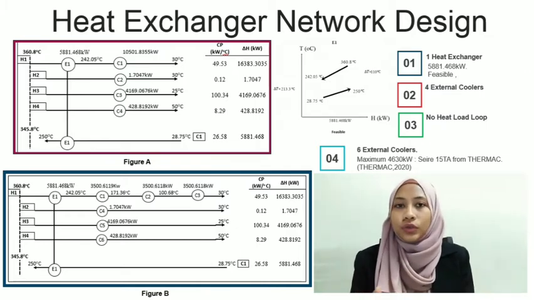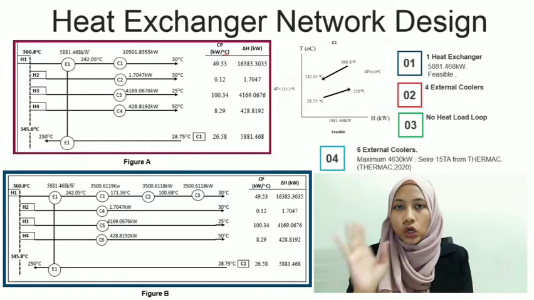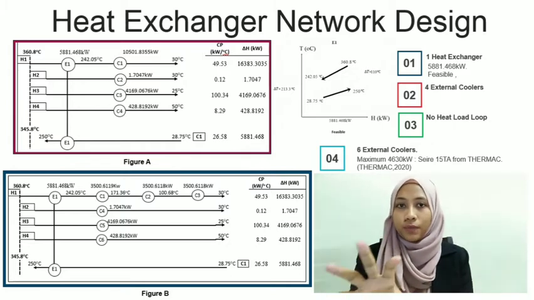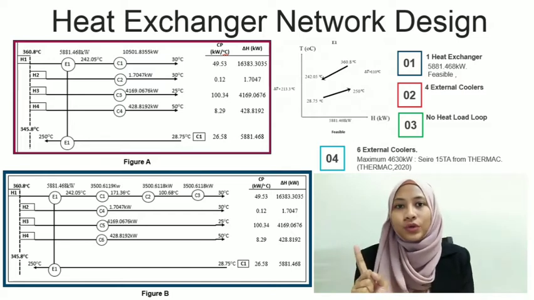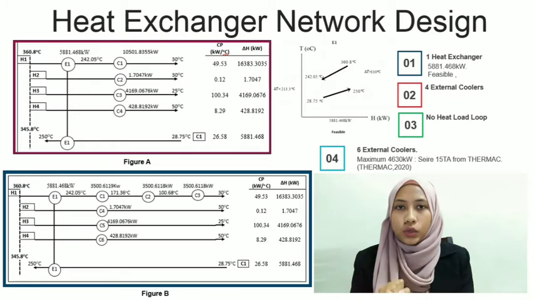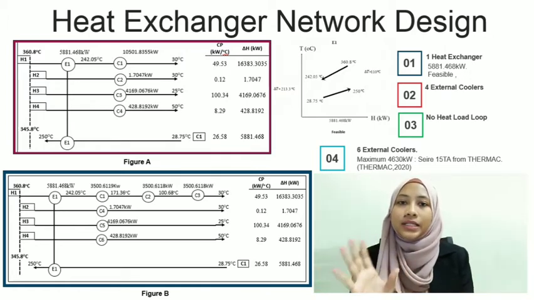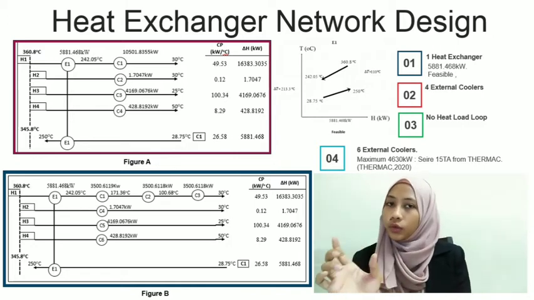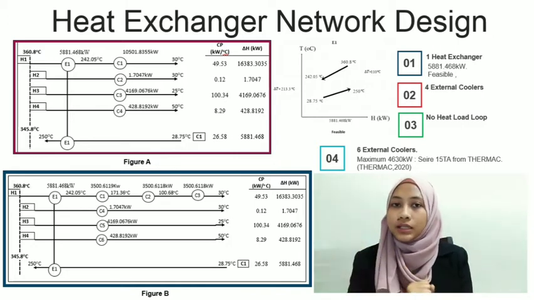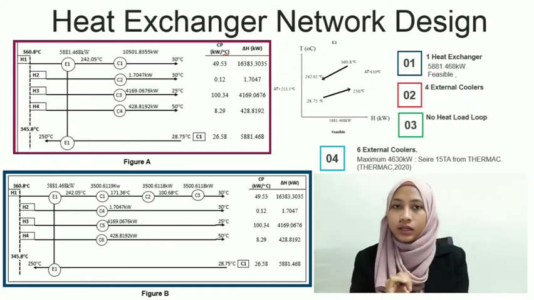If you are referring to figure A, there is no heat load loop in order to optimize the energy usage. And let's refer to cooler number 1. The amount of cooler 1 needed is around 10,000 kilowatts. In reality, this is a huge amount of energy to be cooled down. So we have done some research, and the maximum amount of energy that can be cooled down by the coolers is around 4,600 kilowatts, by Thermac equipment.